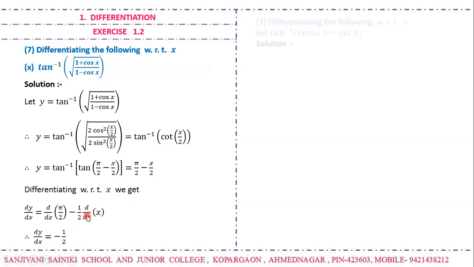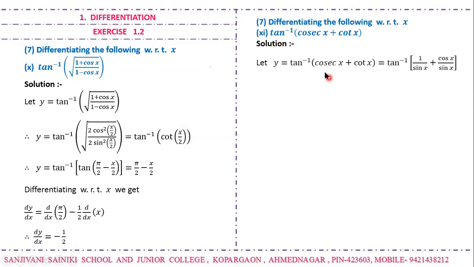Okay. The next function is tan inverse of cosec x plus cot x. Now here we will simplify it. How? This cosec x we will write as 1 upon sin x and this cot x we will write as cos x upon sin x. So here the denominators are the same. So what we get is y is equal to tan inverse of 1 plus cos x upon sin x. But this 1 plus cos x can be written as 2 cos square x by 2 and sin x can be written as 2 sin x by 2 cos x by 2.